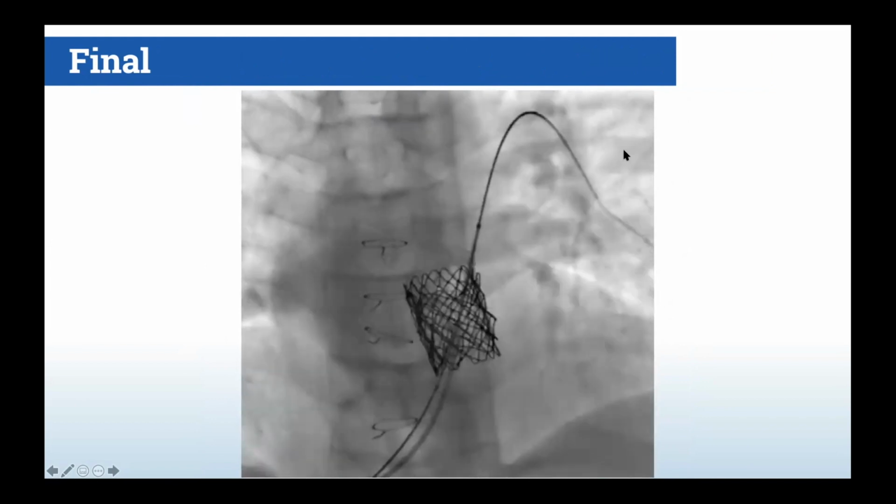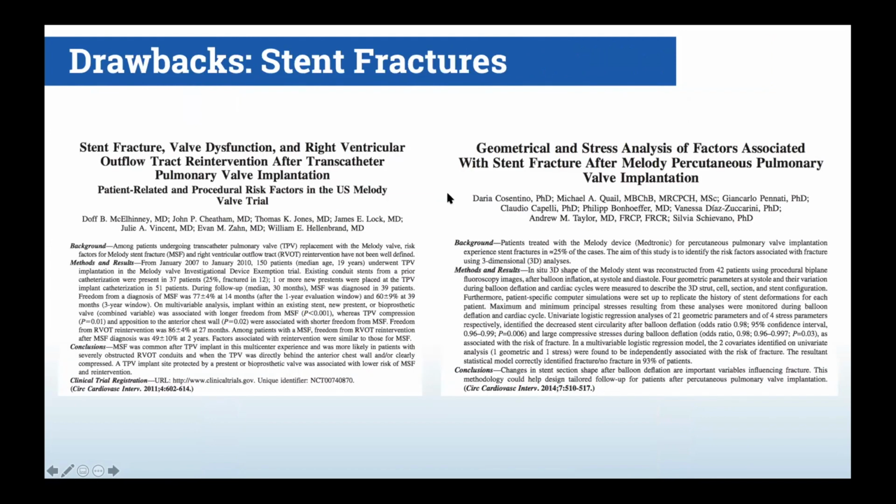So why did this happen? Because the Melody valve is well known to have developed stent fractures. And this is what we learned and everyone else around the country.